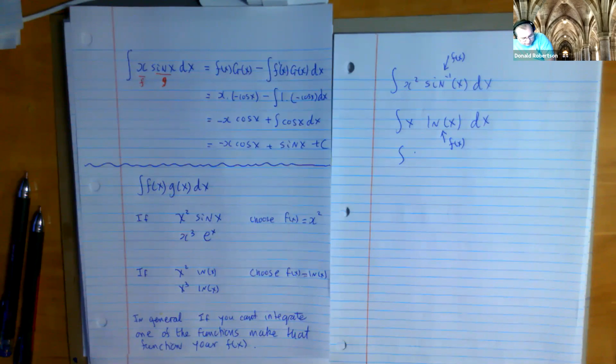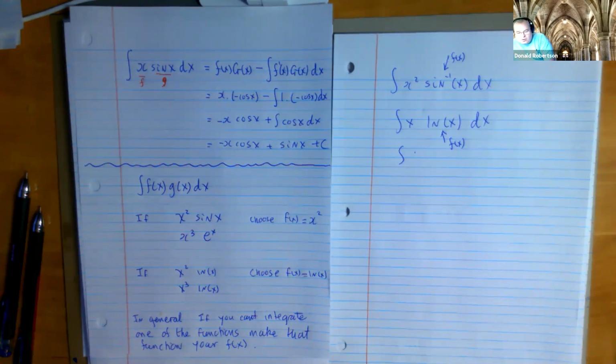So the general rule, which is kind of vague, says you've got two guys multiplied together. If one of those two guys cannot be integrated, make that one the f of x, no matter how weird it looks, make it the f of x, and the other function, make that the g of x. And that'll typically get you out of trouble.